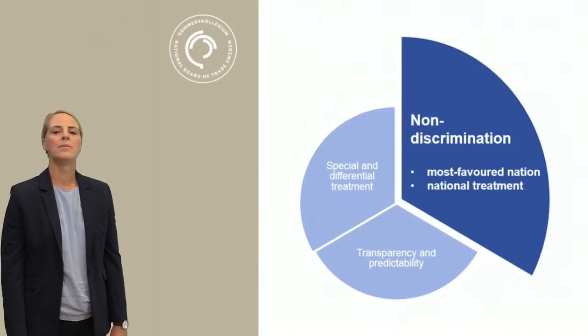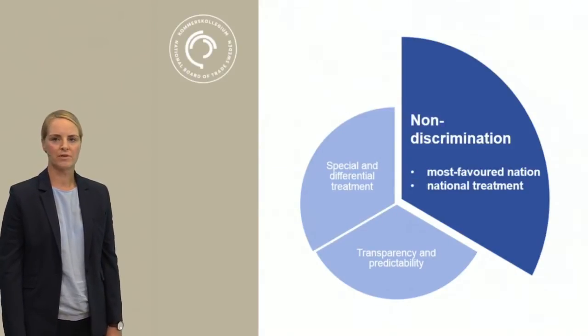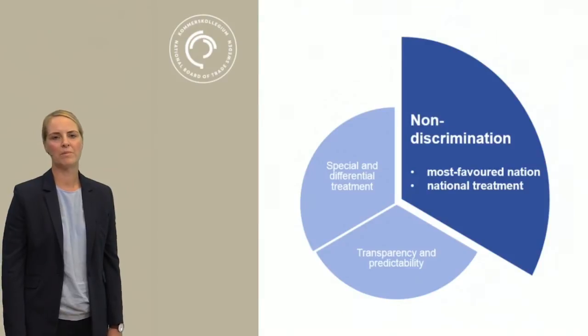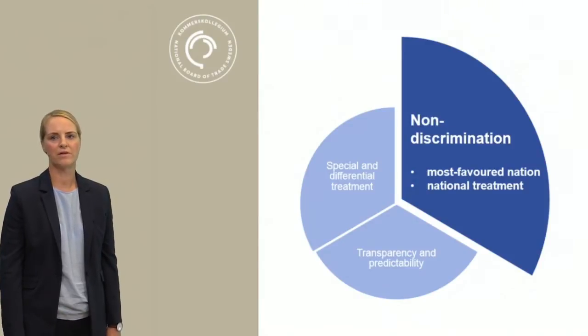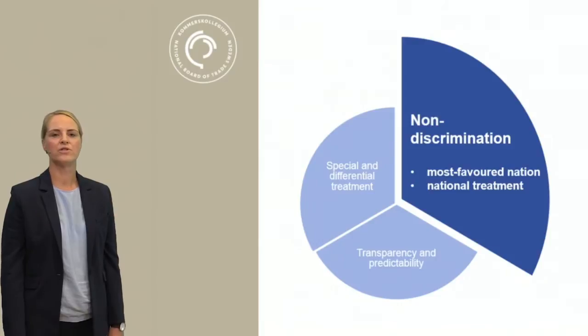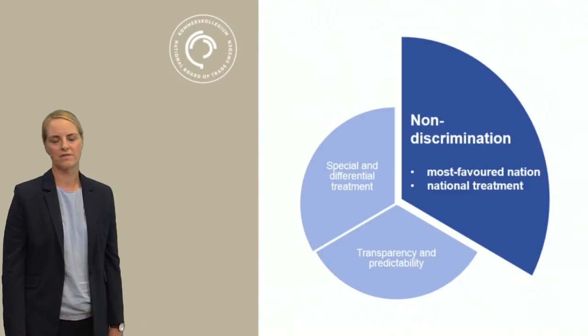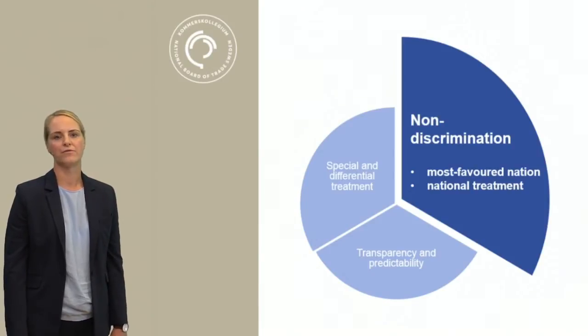First of all, members shall not discriminate between their trading partners. This is called the most favored nation principle. It means that if a member grants an advantage to one member country, for example lowering a trade barrier, it has to give the same advantage to all members. Second of all, members are not allowed to discriminate between national and foreign products and services. This is called the national treatment principle. In other words, the national treatment principle prohibits a WTO member from treating domestic products more favorably than foreign products.